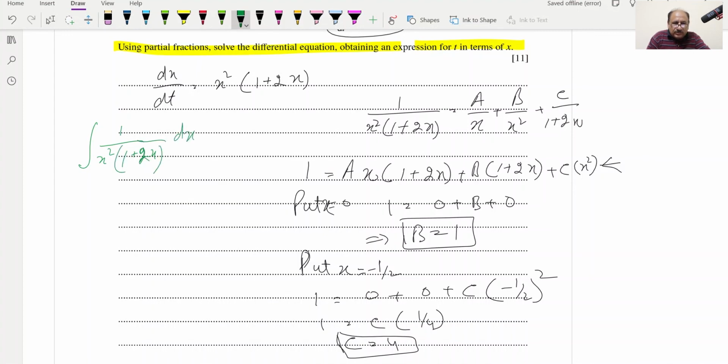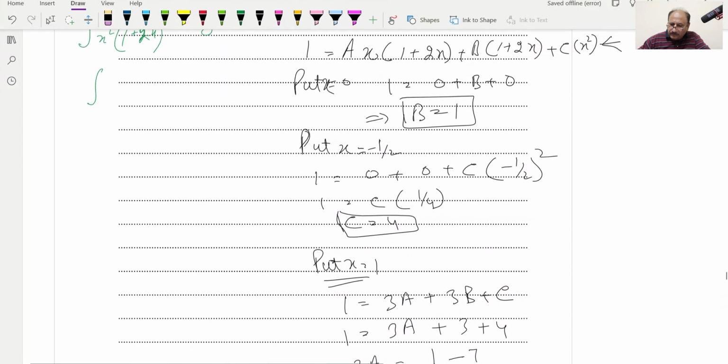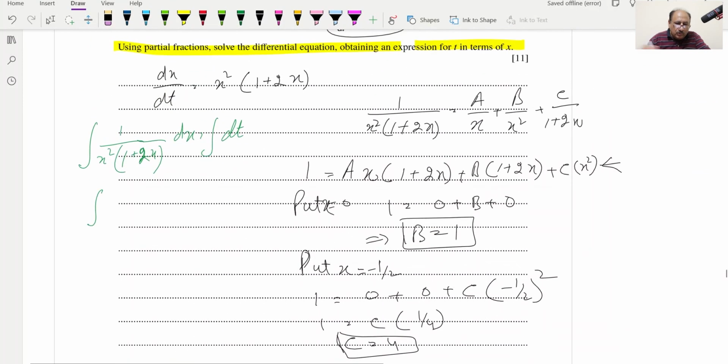2x, and dx will be equal to integral dt. So we have shifted this to the other side, and so this will be dx and dt. Okay, so we will be integrating, and we will get what? Integral of, instead of this equation, we'll write the partial fraction equation which we found. A is equal to -2, so our equation will be -2 over x plus 1 over x squared and plus 4 over 1 plus 2x, and dx is equal to dt.